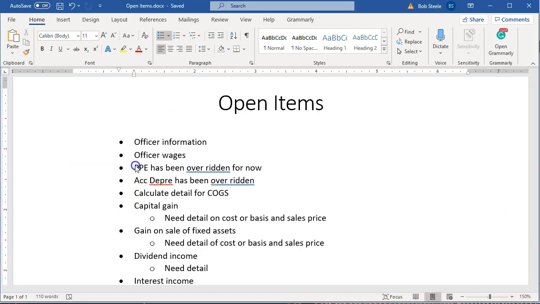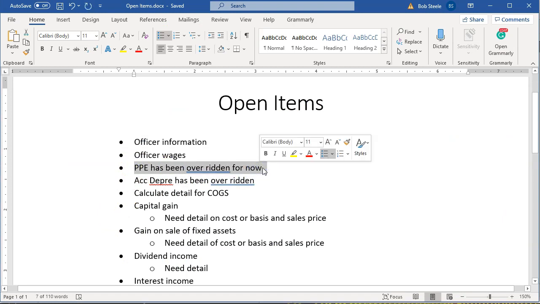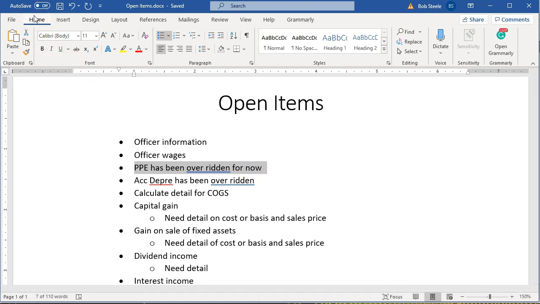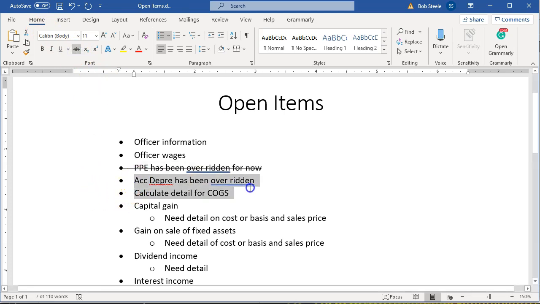Now we can also go to our open items and we can start crossing things off here. So I wouldn't delete the open items here. I'd cross them off, and that way you can show your work as you go. So I'd go, okay, here's the open item. I'll cross it off, draw a line through it. Accumulated depreciation has been overridden. So I'm going to go ahead and cross that one out. So we cross that out. I'm in the Home tab fonts, and I'm just crossing it out if you're using Word for this process.